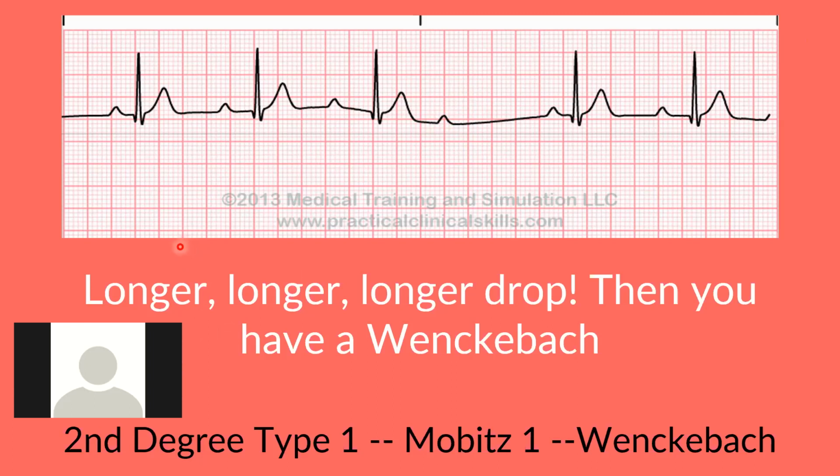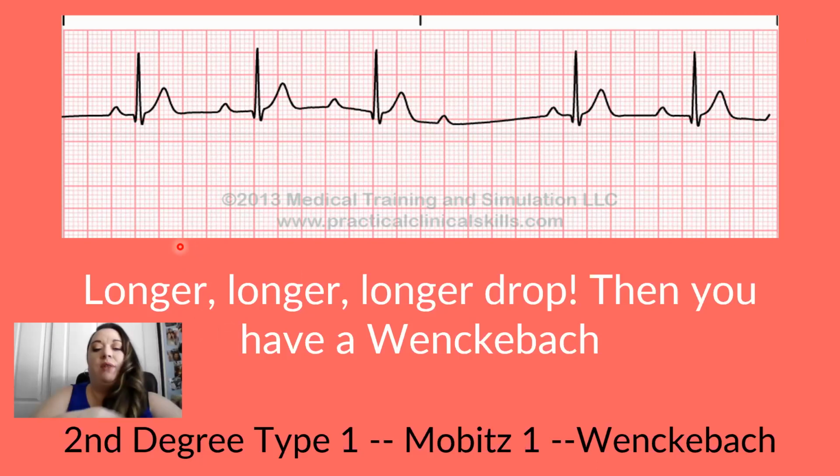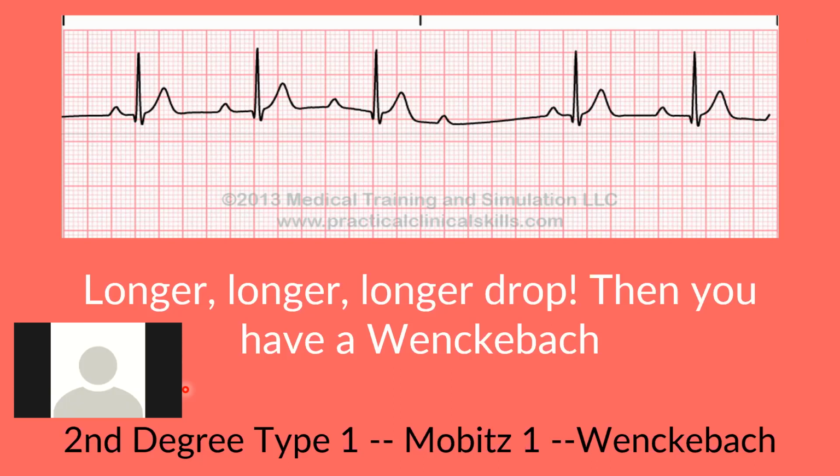Go ahead. Sorry, I'm just confused with the alternate names. So second degree type 1 is the same as Wenckebach? Yeah, and I think it comes from whoever discovered it. There's second degree type 1, second degree type 2. Second degree type 1 is also called a Mobitz 1, and it's also called a Wenckebach. That's the part that's not helpful because you're like, I have to know all of this.